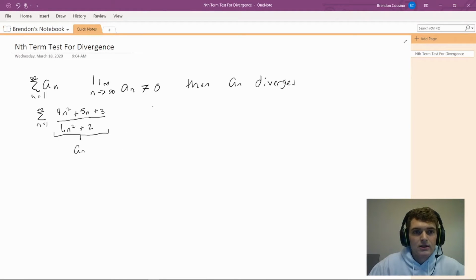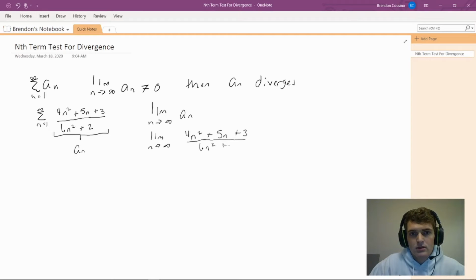Now we take the limit as n approaches infinity of a of n, which is the limit as n approaches infinity of 4n squared plus 5n plus 3 all over 6n squared plus 2. Now we have to solve this limit at infinity. The way that we do that is we multiply both the top and bottom by 1 over n squared.